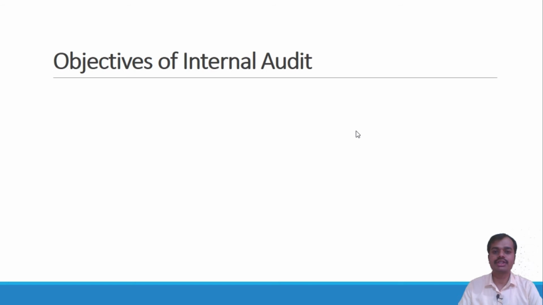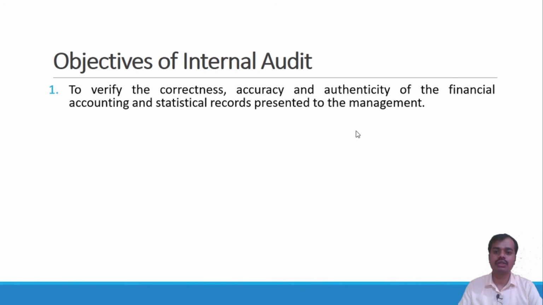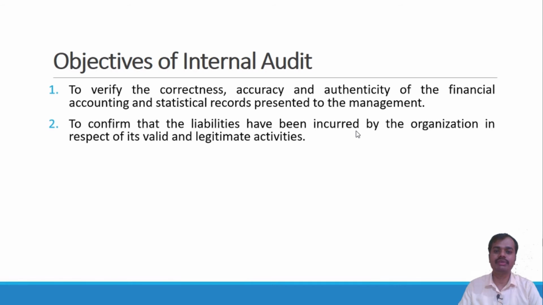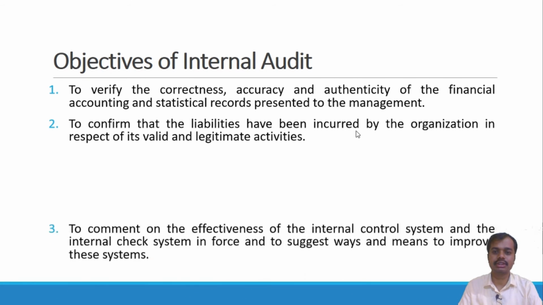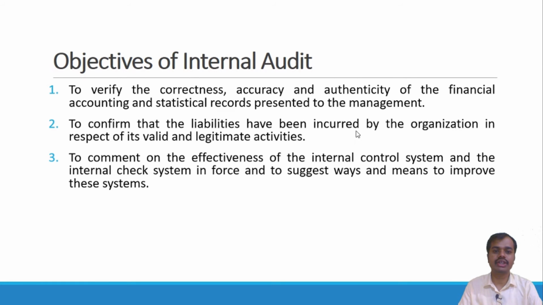Now we'll see the objectives of internal audit. The objectives of internal audit can be summarized in following ways. First, to verify the correctness, accuracy, and authenticity of the financial accounting and statistical records presented to the management. Second, to confirm that the liabilities have been incurred by the organization in respect of its valid and legitimate activities. Next is to comment on the effectiveness of the internal control system and the internal check system in force and to suggest ways and means to improve this system.